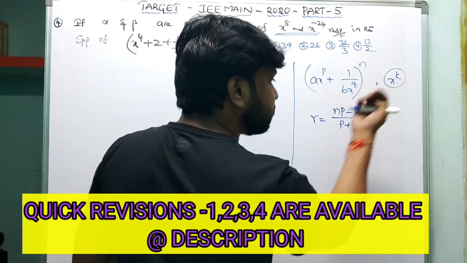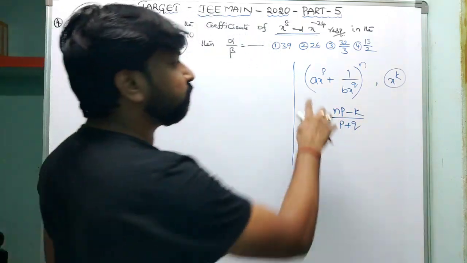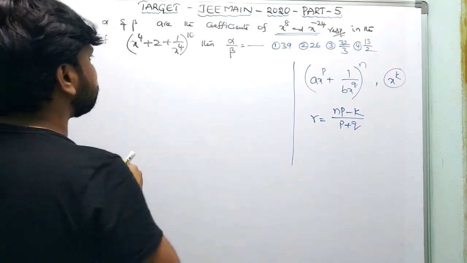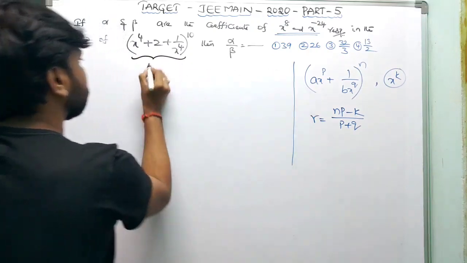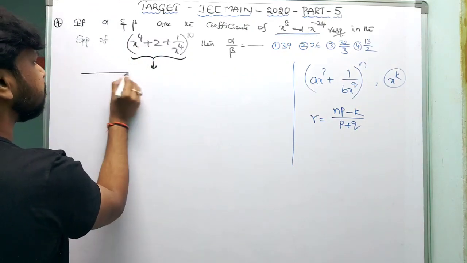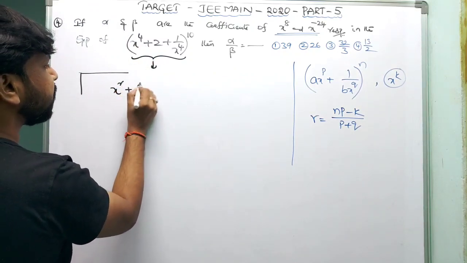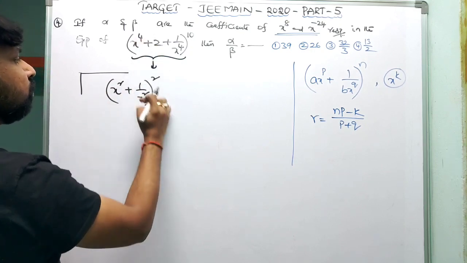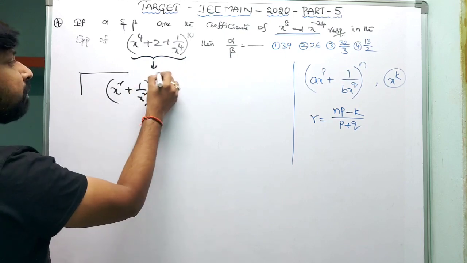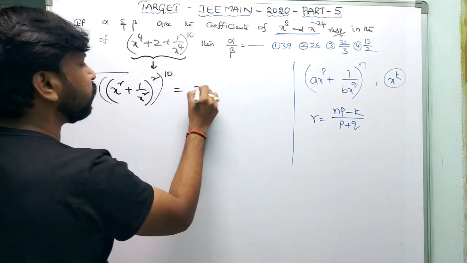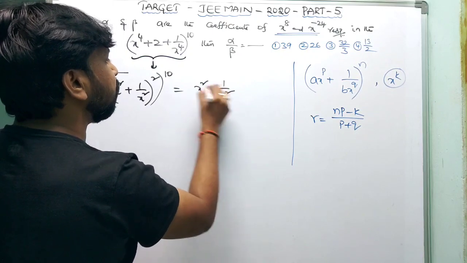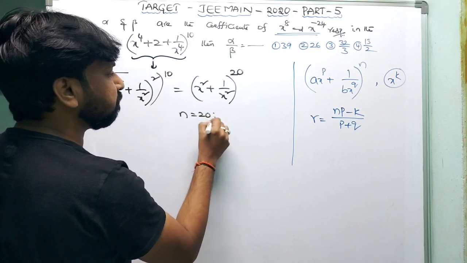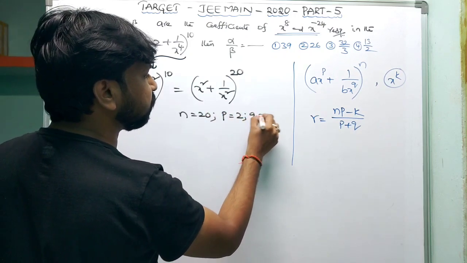So very easily you can apply this one, but it should be of the form a x power p plus 1 by x power q whole power n. If you observe very clearly, it is of that form, friends. Why? Because this can be written as x square plus 1 by x square whole to the power of 2. If you expand x power 4, 1 by x power 4, 2ab whole power 10 is there. That's what you are going to get, x square plus 1 by x square whole power 20. Here n is equals to 20, p is equals to 2 and q is equals to 2.